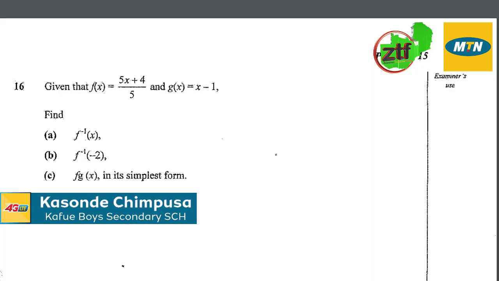Question number 16, we have a question on functions. Question number 16 from Mathematics Paper 1 2016, we have a question on function. And we are given two functions in this case. The first function is f of x, which is 5x plus 4 over 5. And we are given that g of x is also another function, x minus 1. So these are the two functions we have.